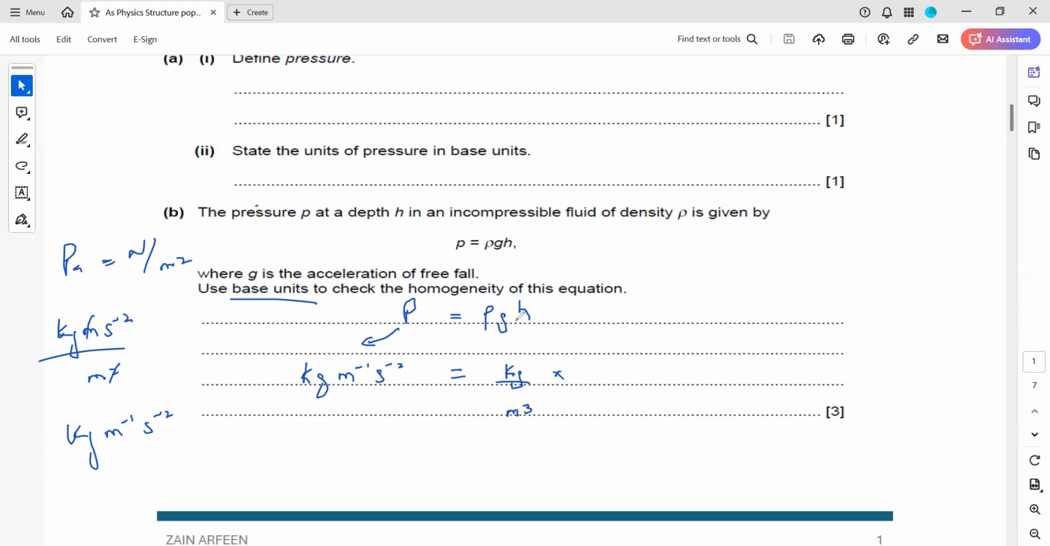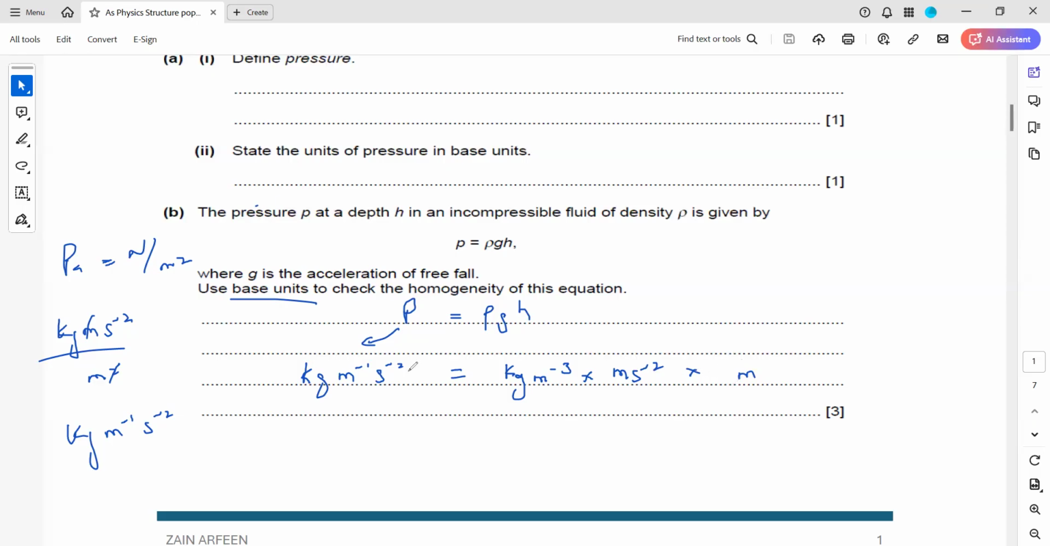What about the gravity or acceleration? It's meter per second square. So I can write density as kg m raised to power -3. What about the acceleration due to gravity? Meter per second square. And what about the height? H.